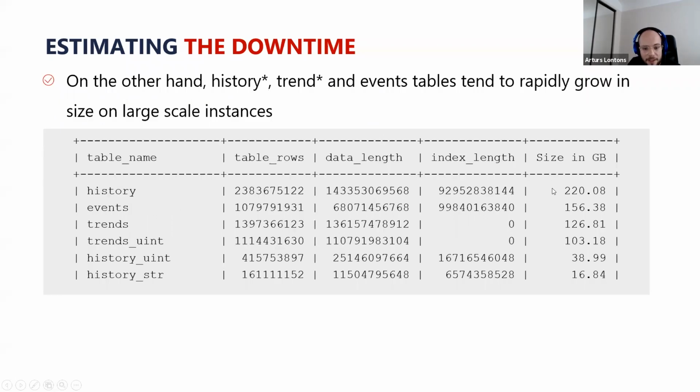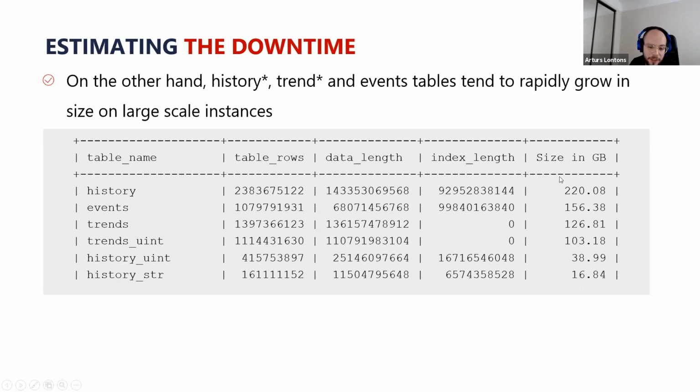Then if we take a look at history tables for the same instance, remember our largest tables were over a gigabyte, a gig and a half. For this same database, the history and trend tables are 200 gigs, events is 156 gigs, and so on. As you can see, quite large tables over here. Of course, this very much depends how much data you're collecting for each type of data, how much text I'm collecting, how much numerical data, and so on. But this will generally look something like this.